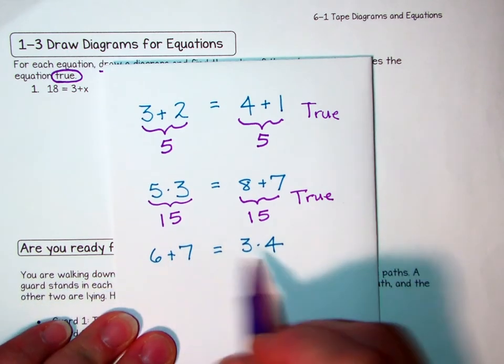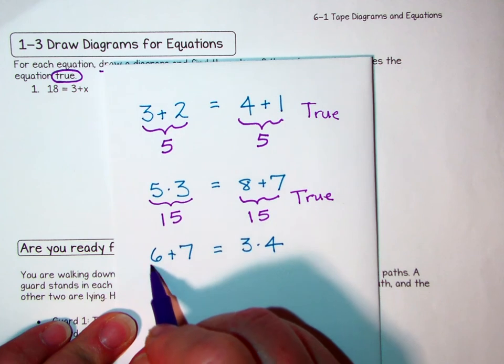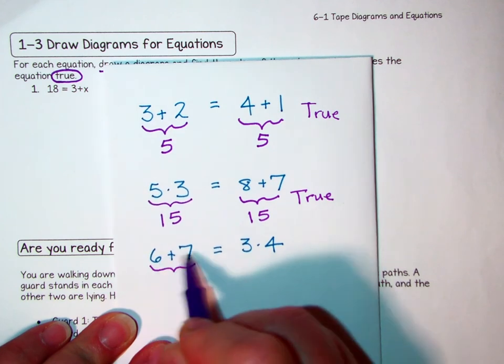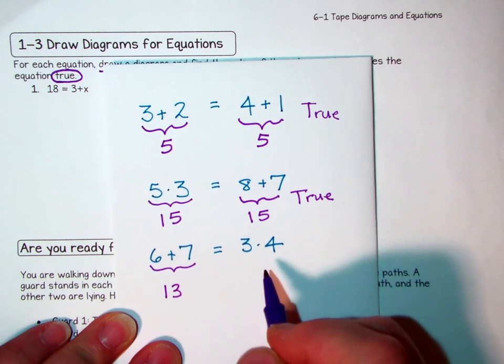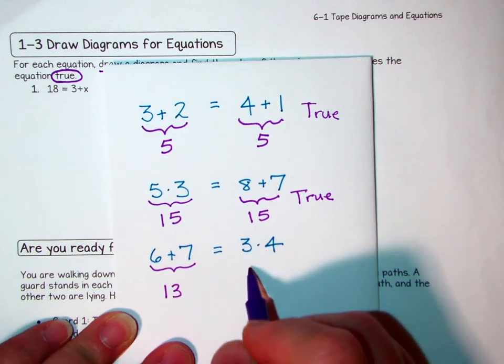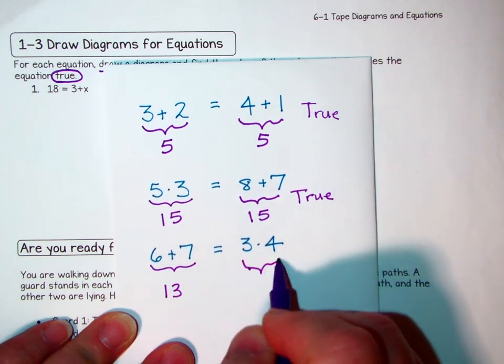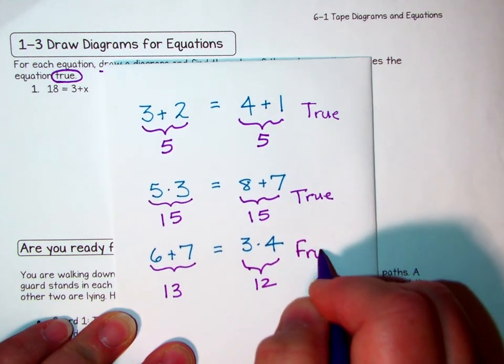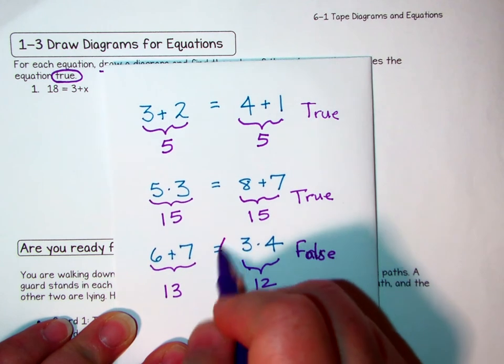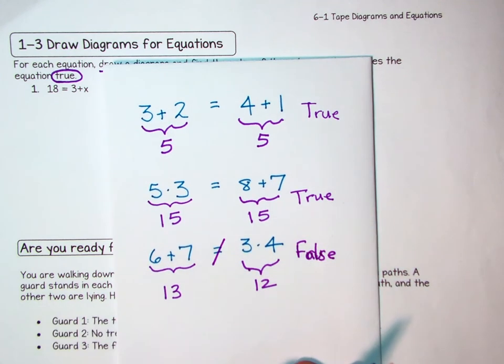Let's look at the next one. 6 plus 7 equals 3 times 4. So if we evaluate each side of this equation, 6 plus 7 is 13. On the right side, 3 times 4 is 12. So this is not a true equation. This is false, and I can indicate that by making a slash through the equal sign.